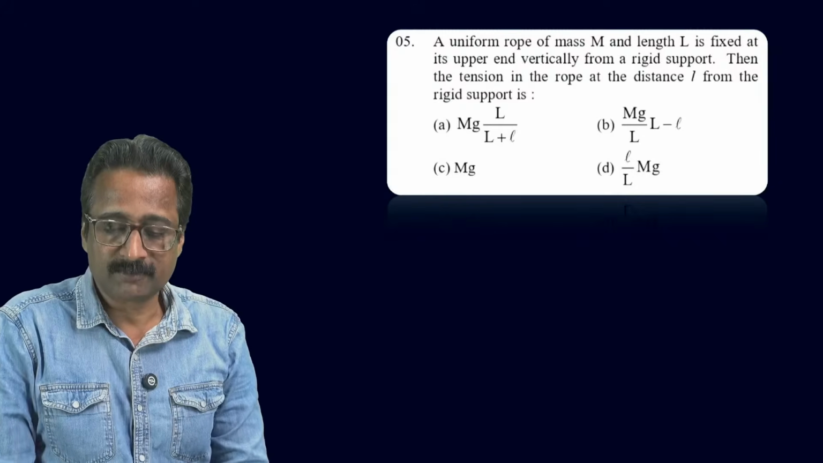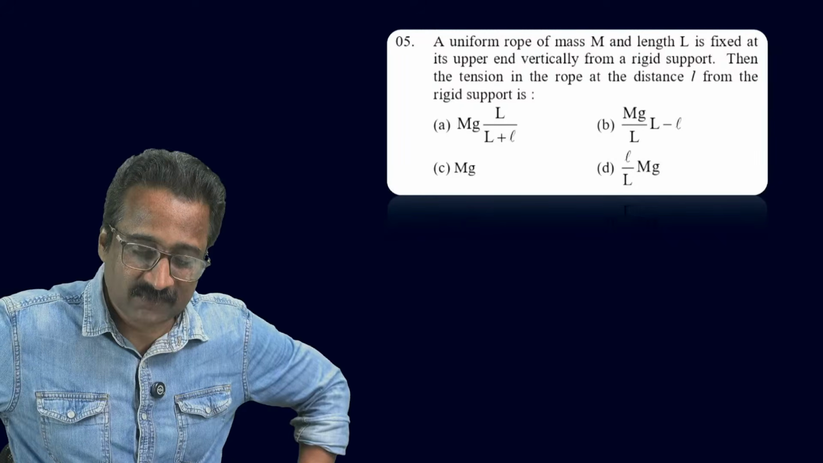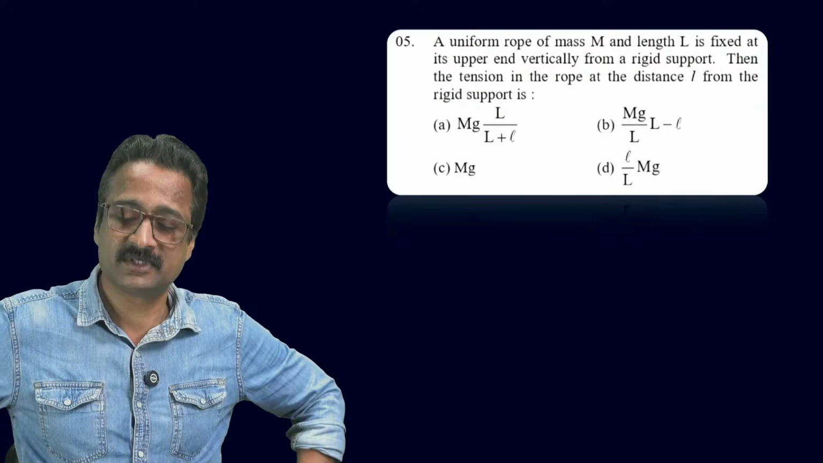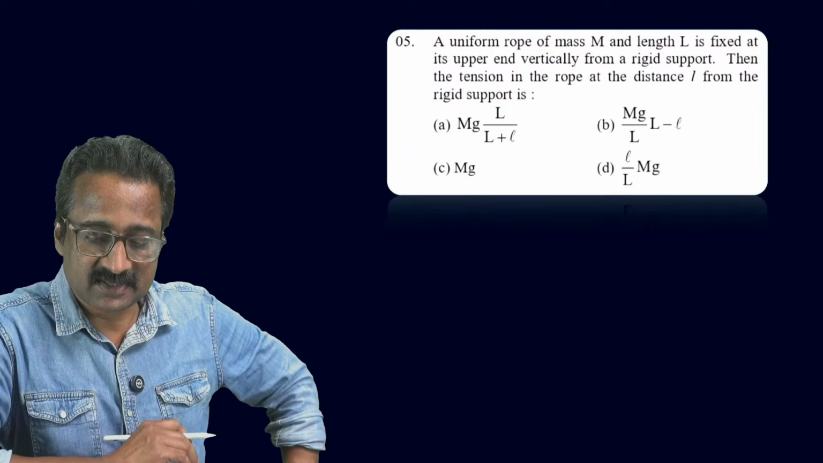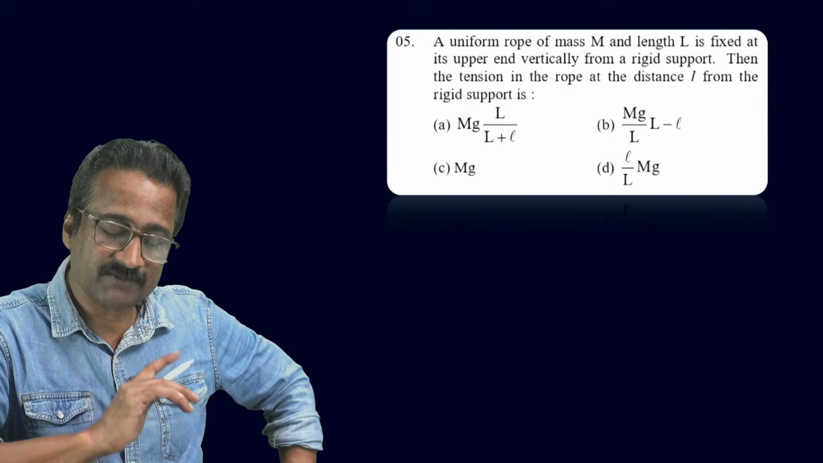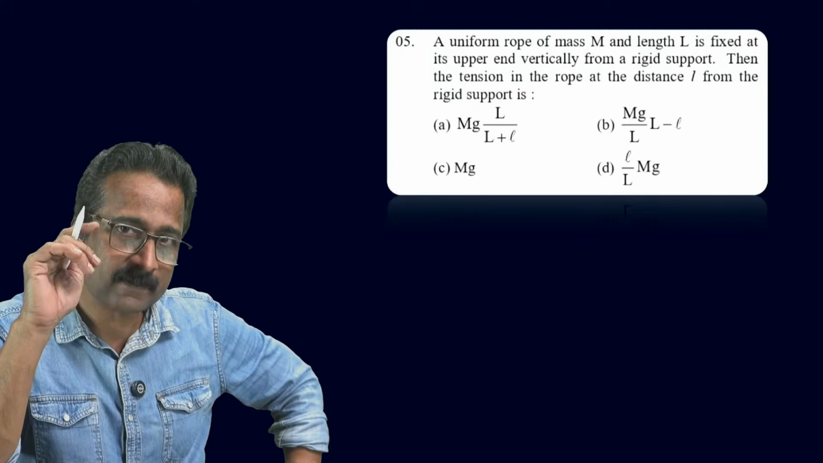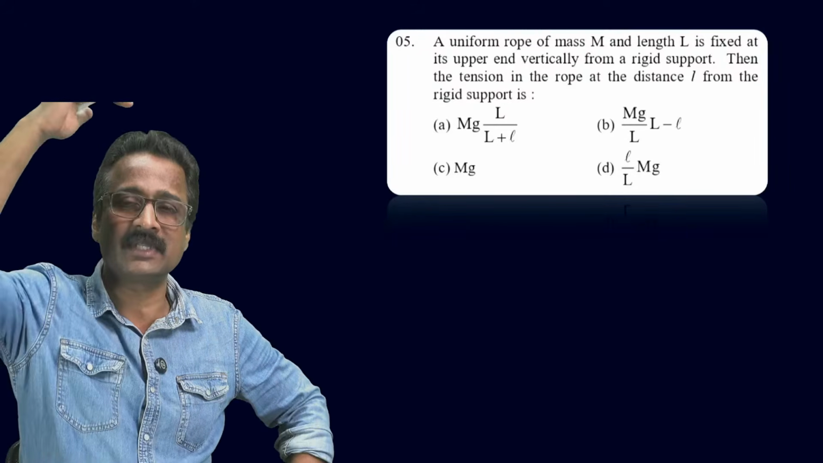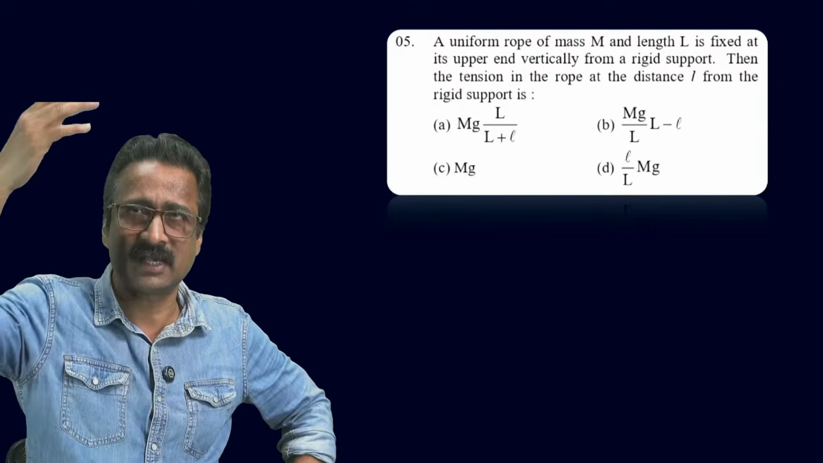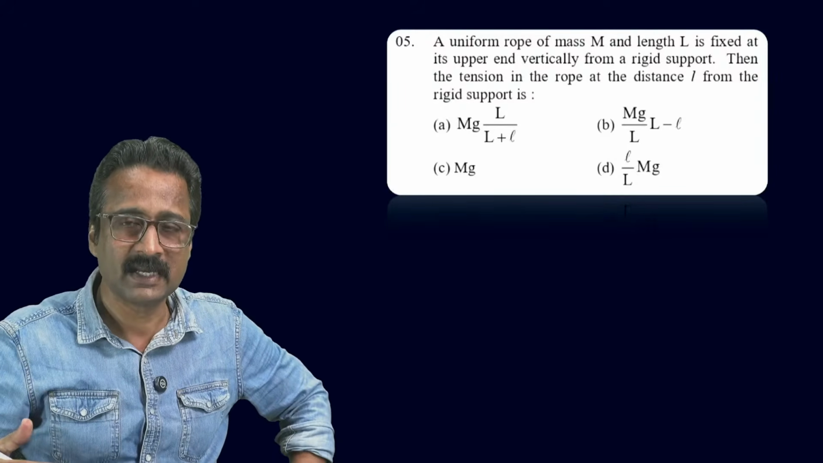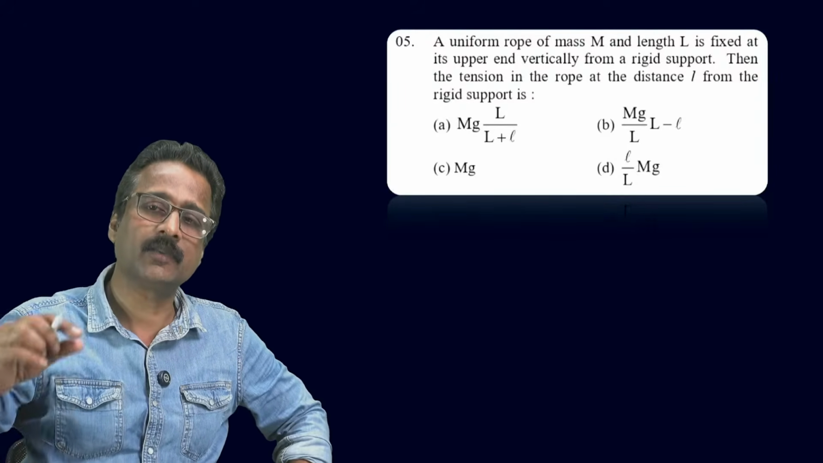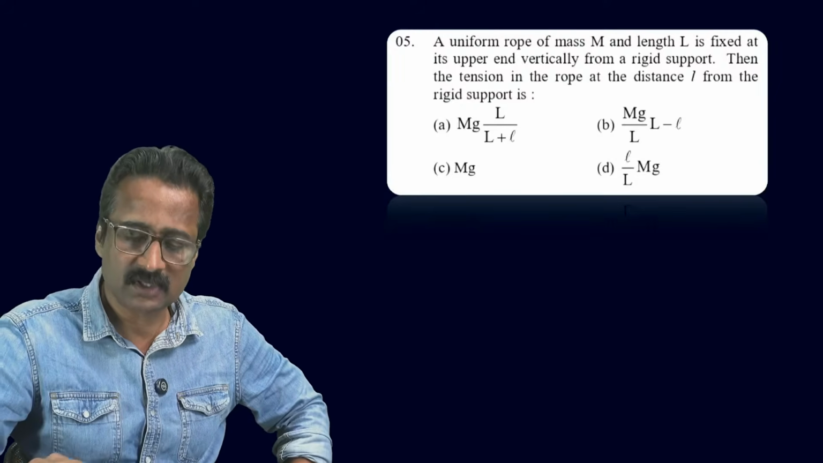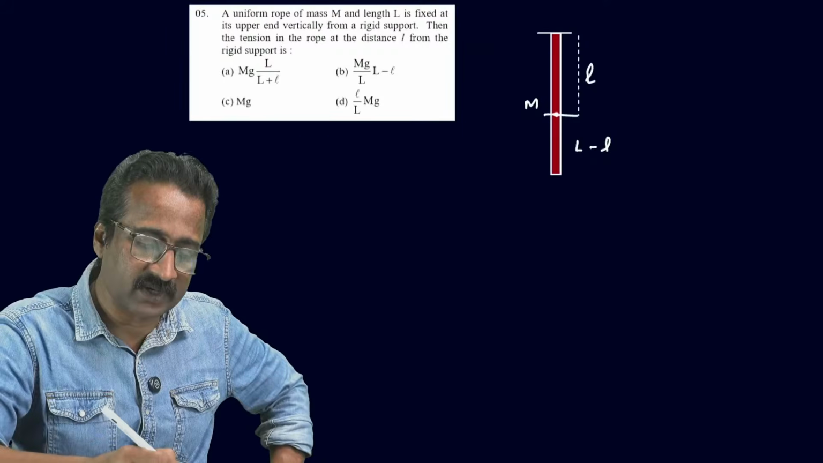A uniform rope of mass m and length L is fixed at its upper end vertically from a rigid support. Then the tension in the rope at distance l from the rigid support is... The distance is measured from the rigid support. So possibly a rope is hanging on the ceiling and it has a certain mass of capital M and length L also. You are required to find the tension at a particular point in the rope. Only a rope is there, so it's not going to be very difficult at least.